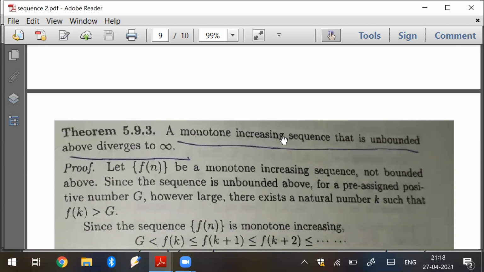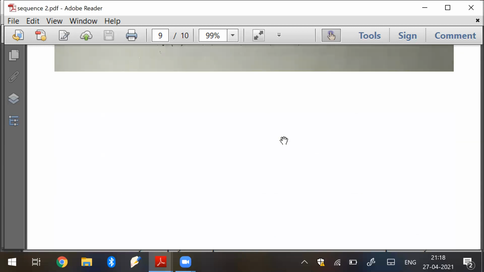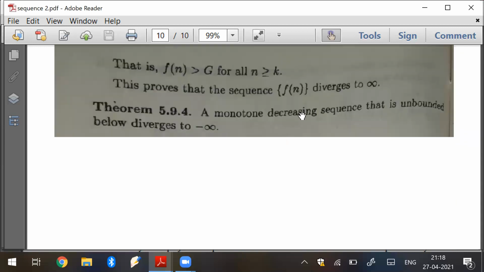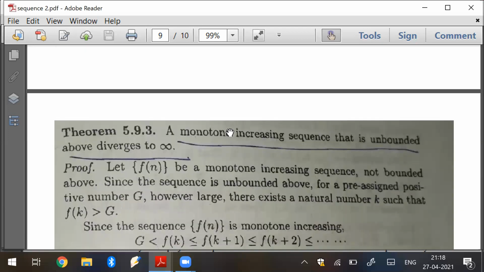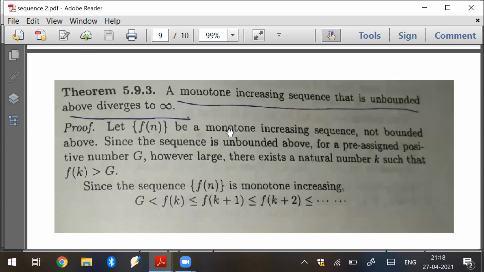Similar is the case if you take a monotone decreasing sequence that is unbounded below, it will go on decreasing. You cannot stop it below. That means it will go on decreasing, ultimately it will properly diverge towards minus infinity. So that is the last result. A monotone decreasing sequence that is unbounded below diverges towards minus infinity. Again for the general students, you may skip the proof if you want to, but the result you have to keep in mind.